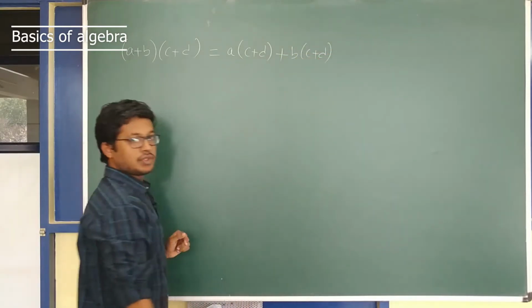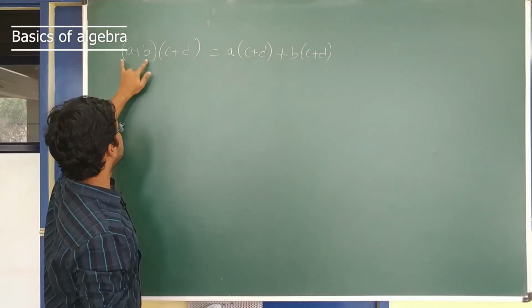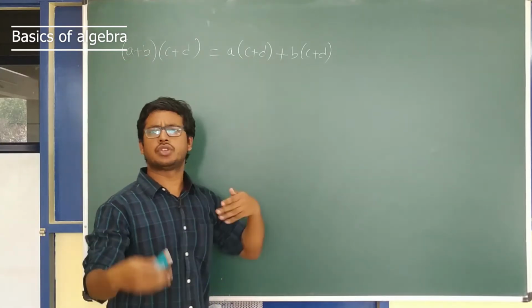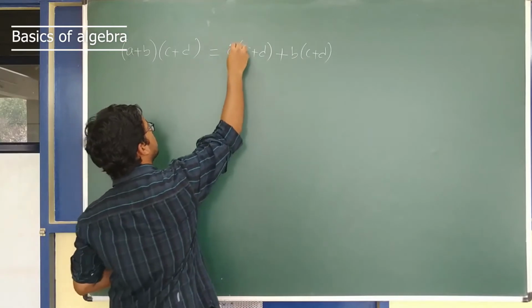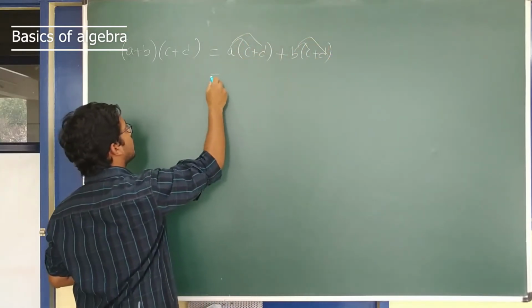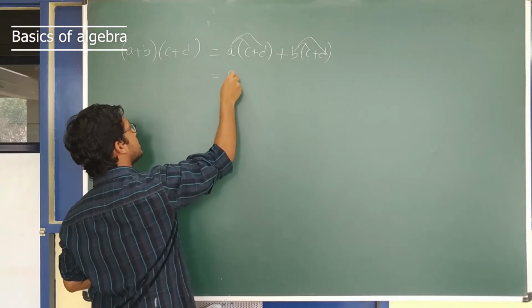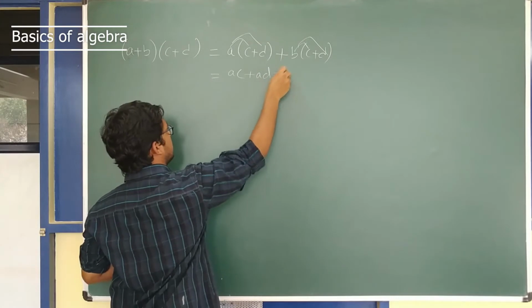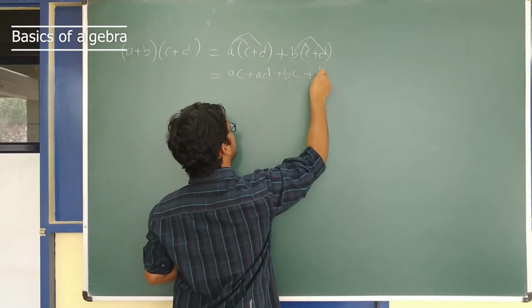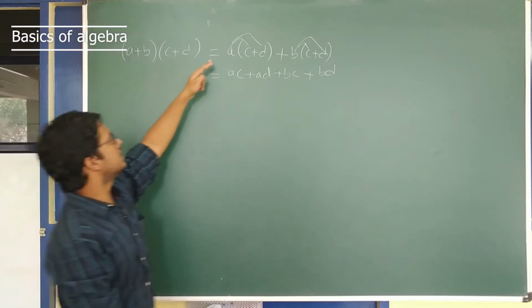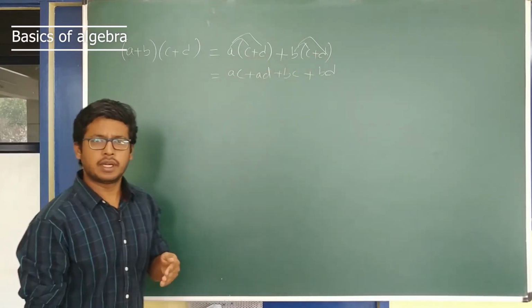(c + d). Now if you see, you reduced a binomial by binomial to a monomial by a binomial, which you already know how to do. So how do we do this one? We multiply to each term. I'll write it along with its sign. So plus a into c is ac, plus a into d is plus ad, plus b into c is plus bc, plus b into d is plus bd. Okay, so we will not write this intermediate step, we'll try to skip the intermediate step.